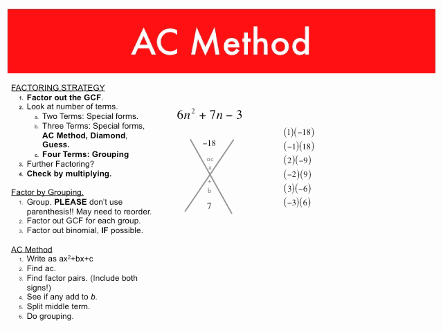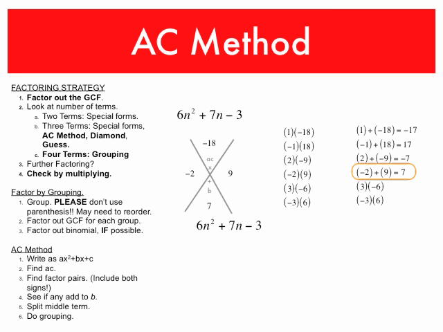So 1 and 18 aren't going to work no matter what the signs are. 2 and -9, that would give me -7, so I'm close. So it must be -2 and 9. That one right there gives me 7. So I put -2 on one side and 9 on the other. It doesn't matter the order again. I could easily switch them around. That tells me how to split my middle term. So instead of 6n squared plus 7n, I'll write 6n squared minus 2n plus 9n minus 3.